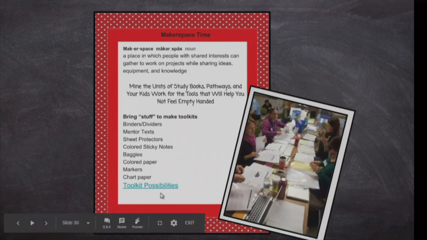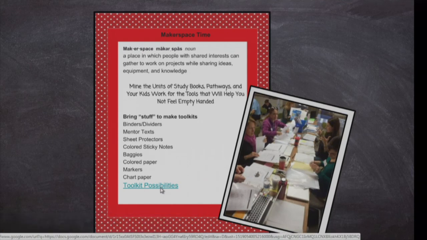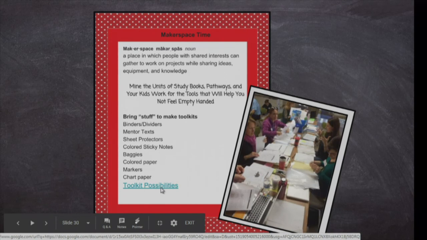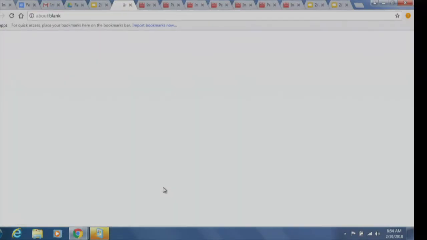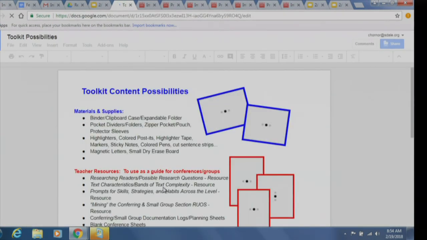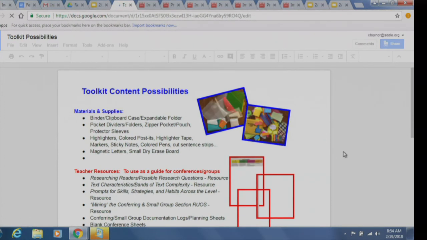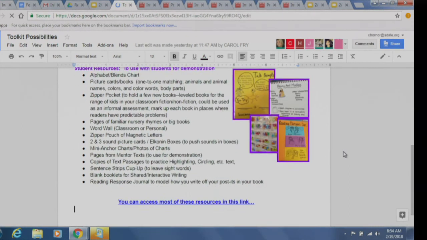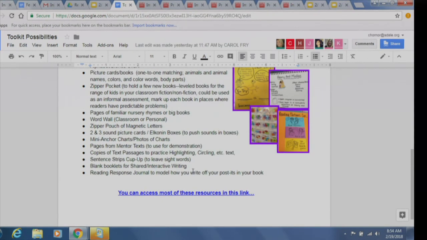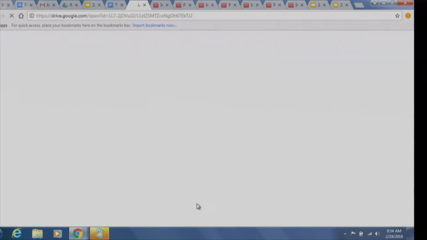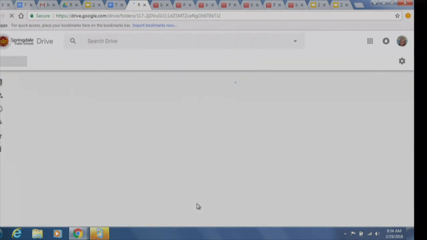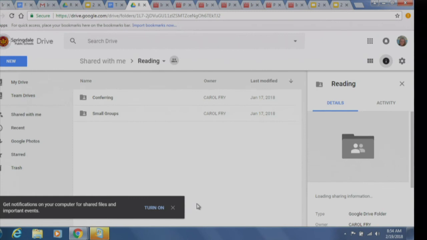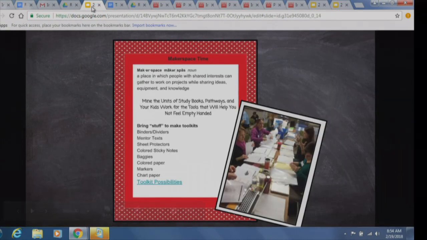Here you have some stuff to make the toolkits. Of course, you see in front of you binders, mentor text, sheet protectors, colored sticky notes, baggies, a plethora of supplies that you have already in your room. If you click on the link at the bottom of the page, Toolkit Possibilities, you will notice we have it broken down for you, what this would look like: materials and supplies, teacher resources, and then student resources. You also have access to a link, and within this link there are folders where we have tried to compile all of these resources together for you, and they're in 2 folders, conferring and then small groups. We will continue to add to this also. And then don't forget your digital online resources that you have with your units of study.